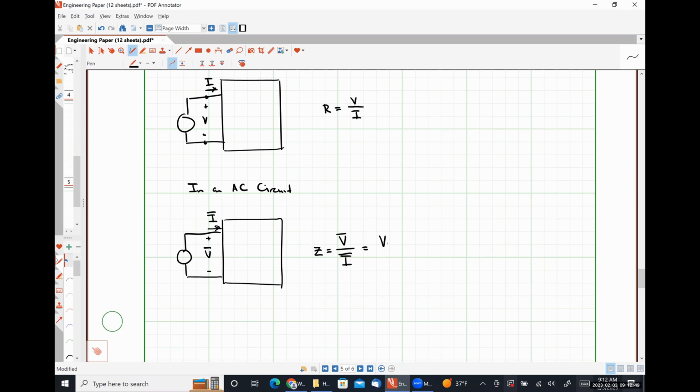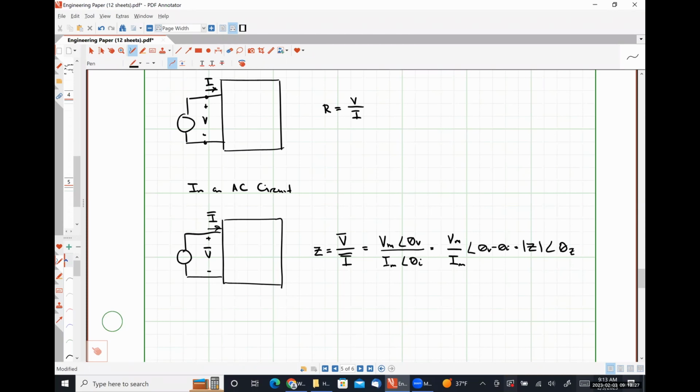So that's going to be Vm angle theta V divided by Im angle theta I, which is just the magnitude of our voltage divided by the magnitude of our current with an angle of theta V minus theta I, or magnitude of Z angle theta Z. That's our polar form representation. Nothing more than the ratio of voltage over current, just like resistance was.